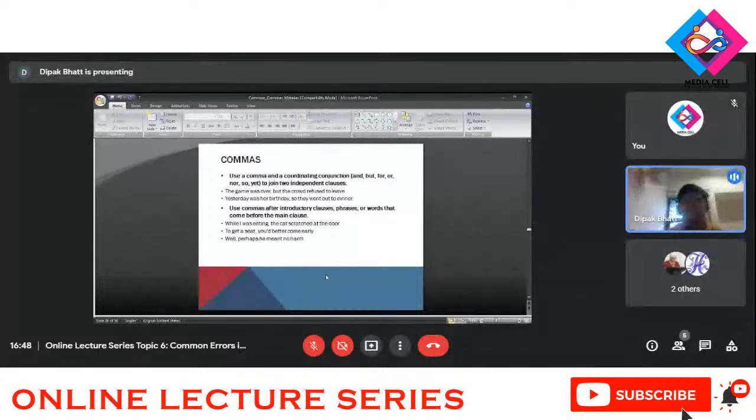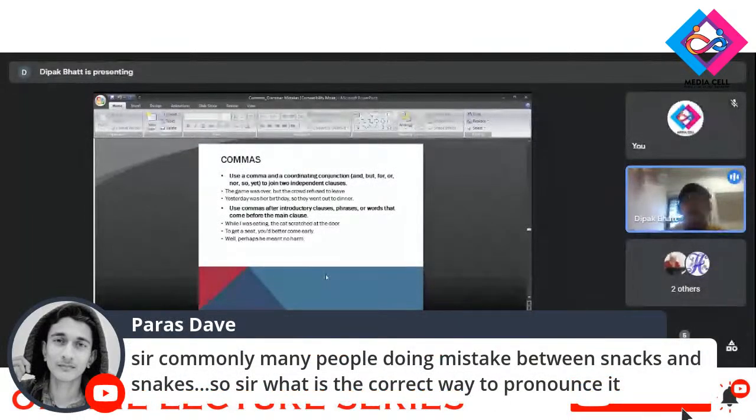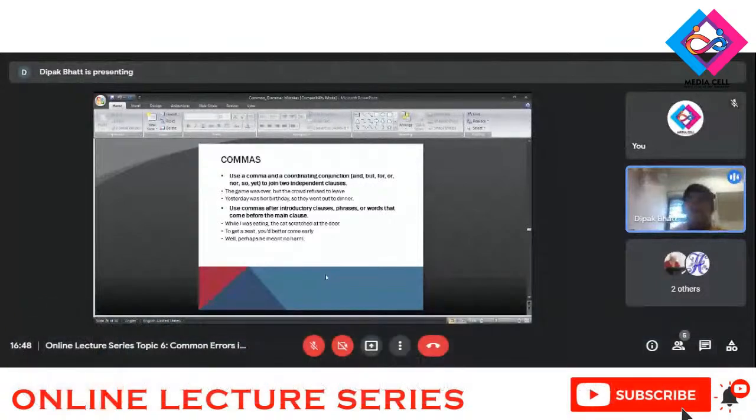Like here there is a sentence, the game was over, but the crowd refused to leave. So you need to put a comma before but, in the sentence. Okay, so remember where to put the comma to join two independent clauses.